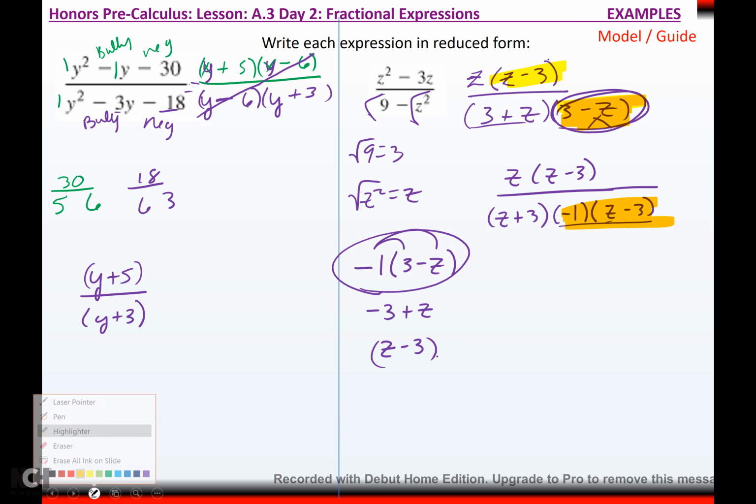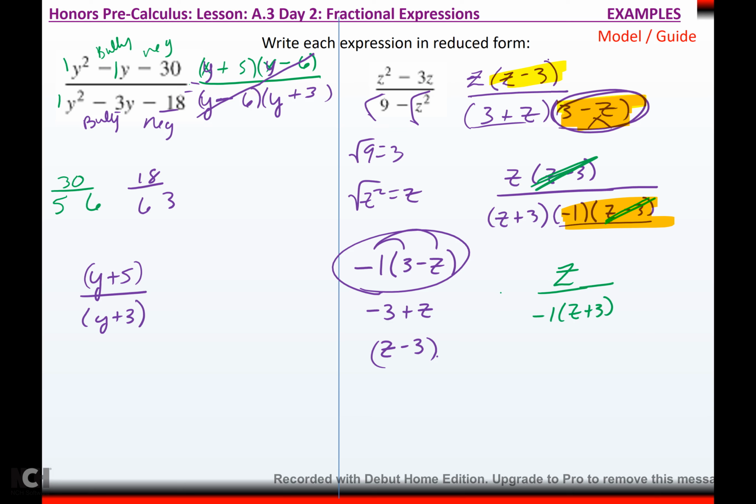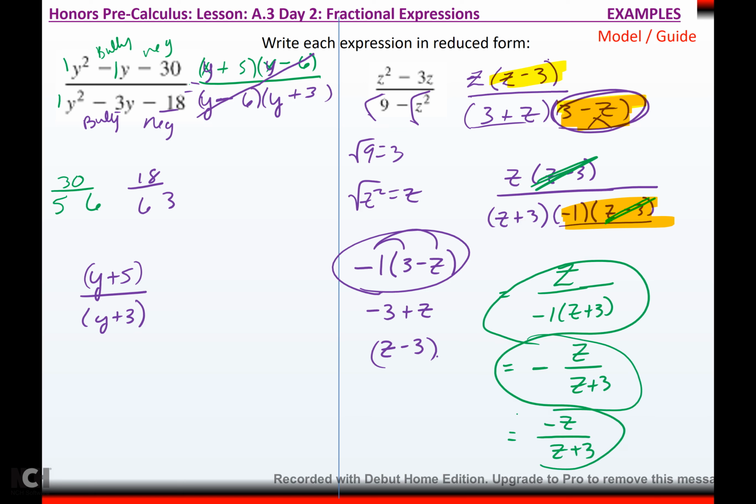And now, can you see that I have a matching bino on top and bottom? The z minus 3's are going to cancel. So now I have z over a -1 times z plus 3. Now, for whatever reason, people don't like negatives on the bottom. When a fraction is negative, you can put the negative on the bottom or on the top or just in the middle. If you put it in the middle, it's just going to be -z over z plus 3. Or you could just move it up top, -z over z plus 3. Any of these are perfectly acceptable. Okay?